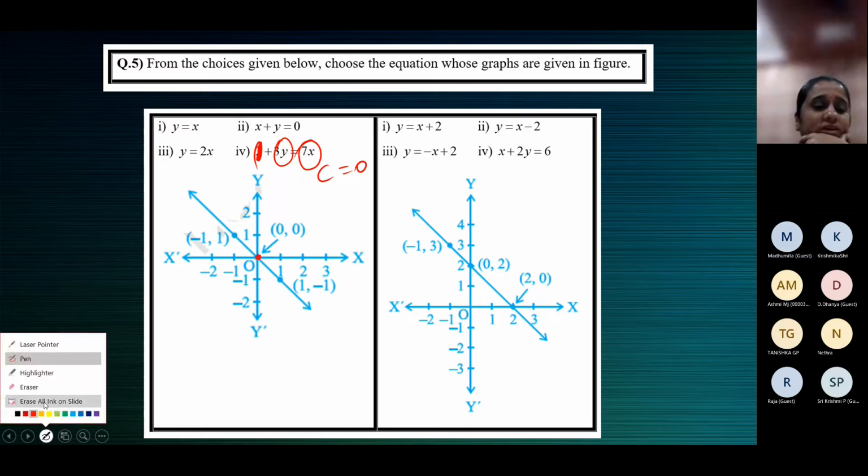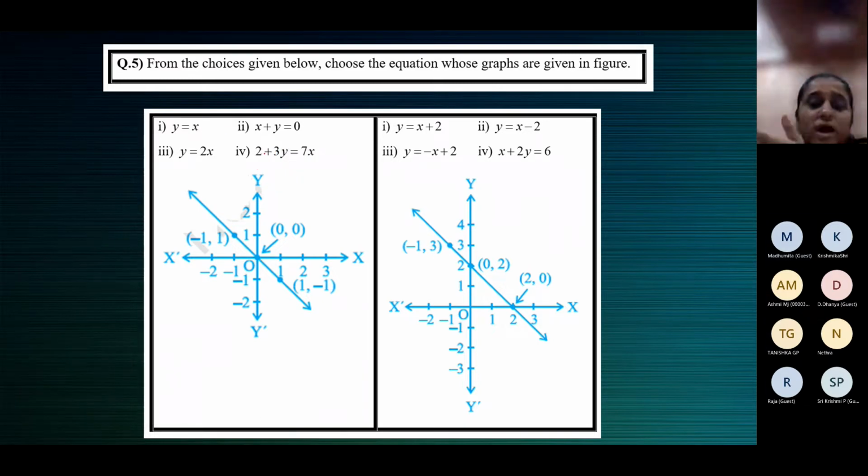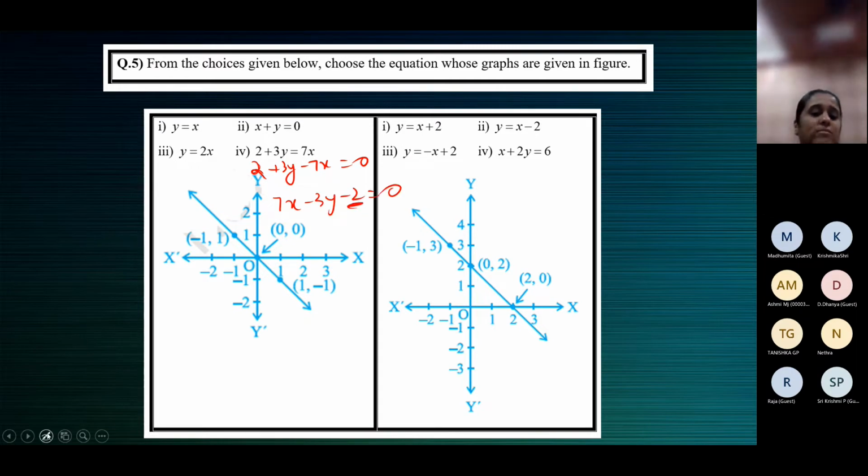Now here the value of c, you can say 2 or minus 2. I've told you, depending on how you transpose it. If you have it like this, 2 plus 3y minus 7x is equal to 0, then c is 2. But if you take it to the other side, 7x minus 3y minus 2 is equal to 0, then c is minus 2. So c is 2 or minus 2, depending on how you transpose. But c is not 0. So this one is not the equation of this graph.